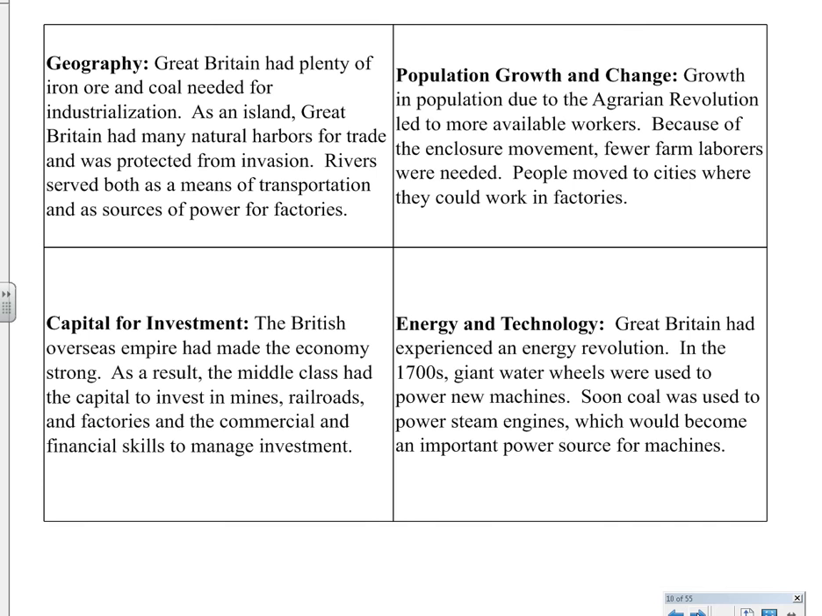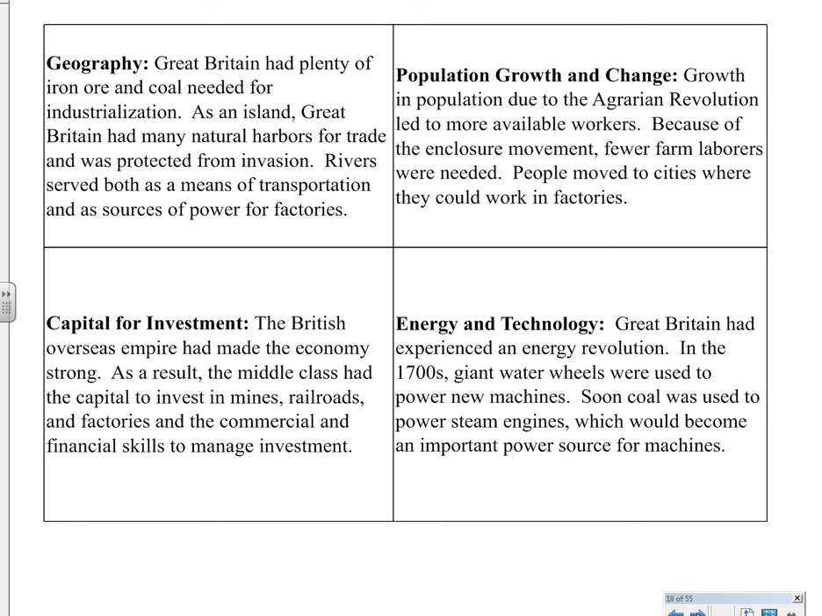Okay, and here are some of the contributing factors. The biggest place this takes place, at least the first place this takes place, is Great Britain. And one of the reasons it takes place there is geography. First of all, Britain's got plenty of iron ore and coal that you need for industrialization. And as an island, it's got lots of natural harbors for trade, and it's also protected from invasion. And then there's rivers crisscrossing Britain that make it easy for transportation, and they also provide power for factories.